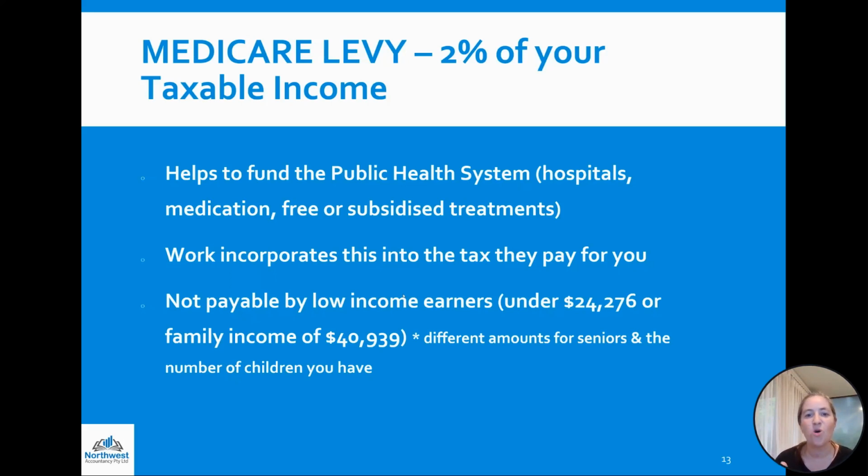So if you're a low income earner, you earn under $24,000, or if your family earns under $40,000 for the year, you don't pay Medicare levy, which is great. But those thresholds change depending on if you're a senior and depending if you've got multiple children. So those numbers will go up slightly depending on your personal circumstances. So the Medicare levy is payable for everybody except for low-income earners, for seniors, and people who don't have a Medicare card.